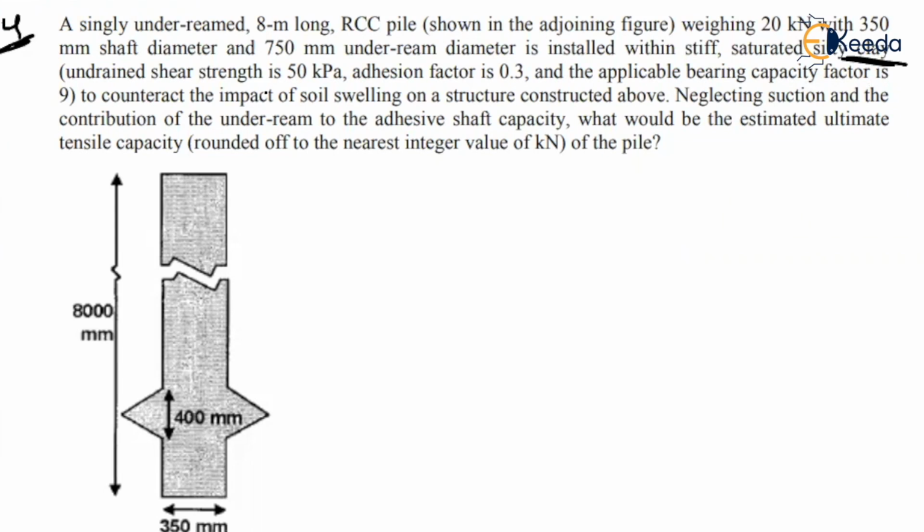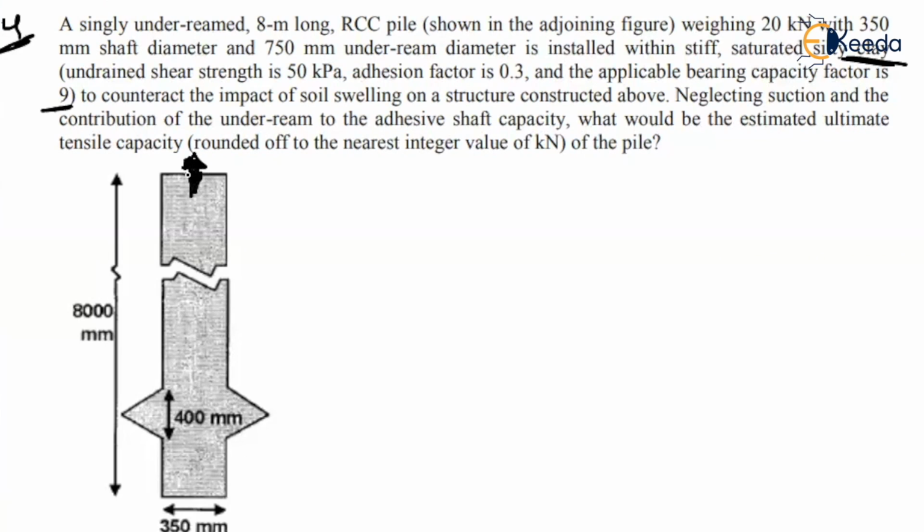Applicable bearing capacity factor. So the factor of safety is given as 9 to counteract the impact of soil swelling on the structure constructed above. Okay, fine. Neglecting suction and the contribution of the under-ream to the adhesive shaft capacity. What would be the estimated tensile capacity? That means you have to find out the uplift capacity of the pile.